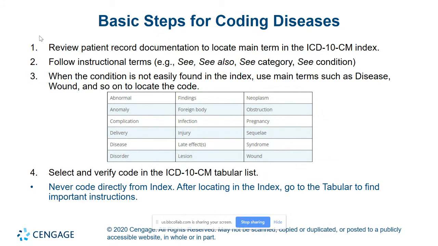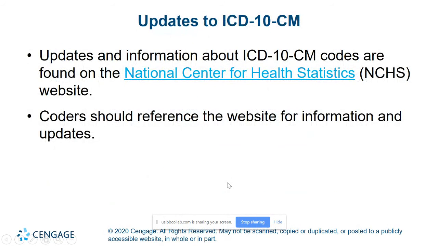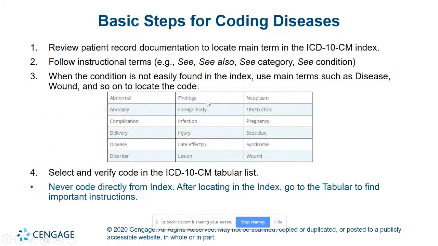When the condition is not easily found in the index, a lot of times it may be because you're looking at the wrong main term, or the main term may actually have you go to a different type of disease. So the book actually provided these terms. If you were to look up pregnancy, there's going to be a lot under that one. Maybe that's not the actual main term that you need to look for, and it'll give you different notes to make sure that you're directed into the right place.